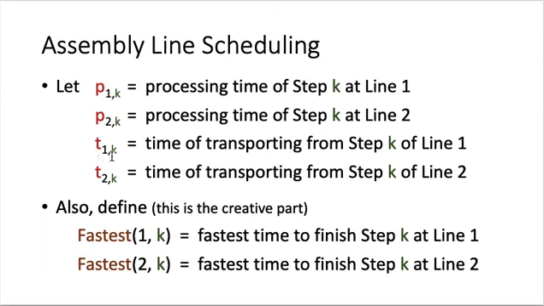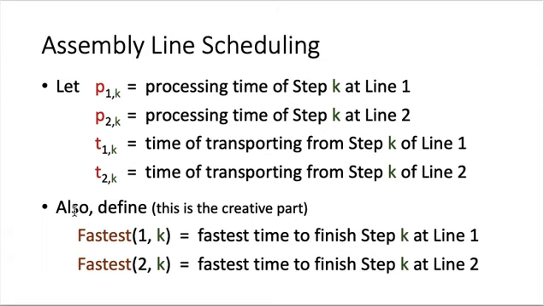Now how about T? T1K is the time to transport from step K, line 1, to the other line, so to step K plus 1 of line 2. Similarly, T2K is the time of transporting from step K of line 2 to where? To step K plus 1 of line 1. So these are the input values that we can obtain for this problem.